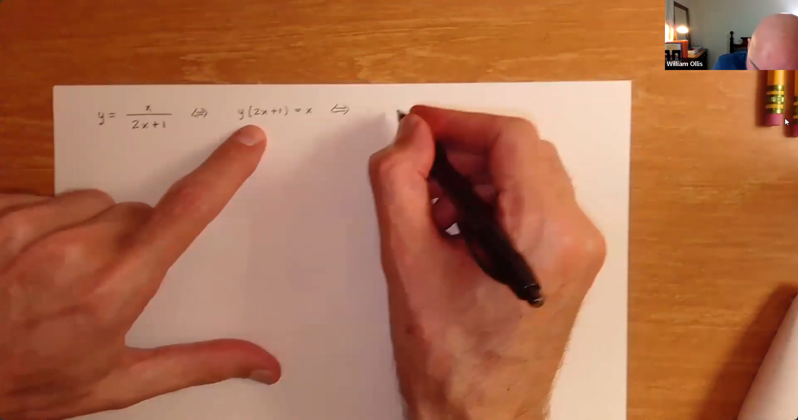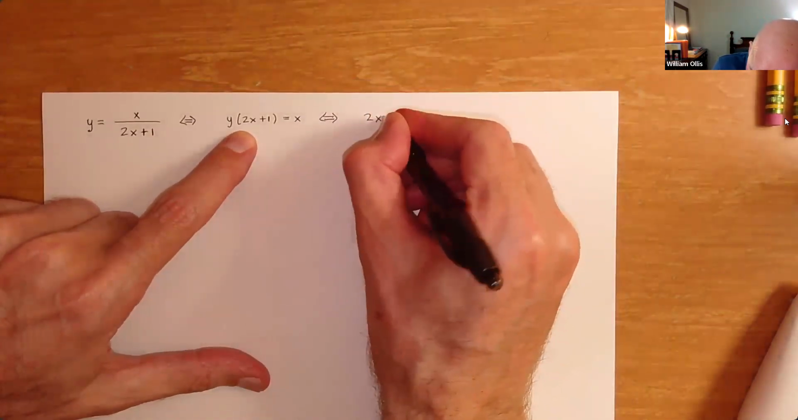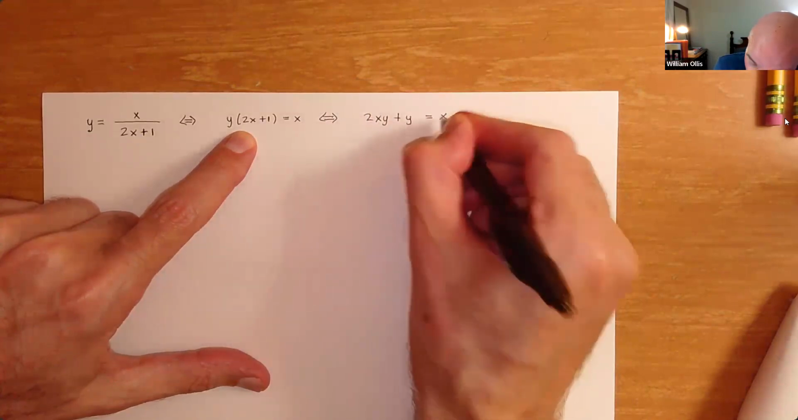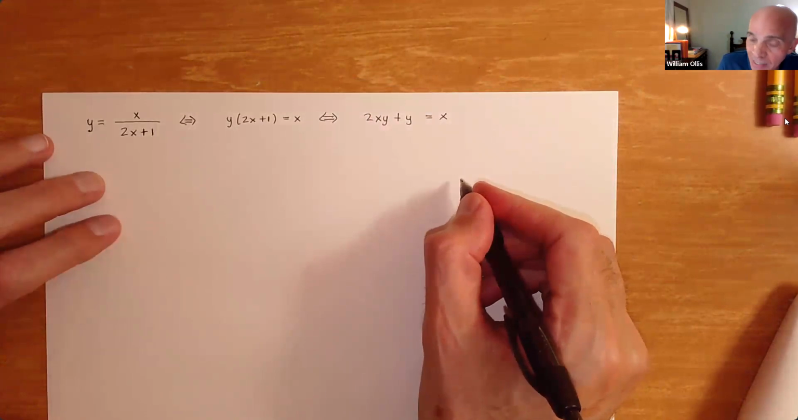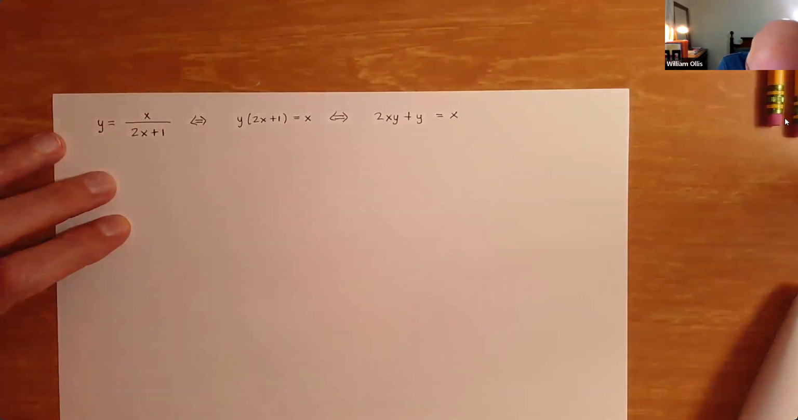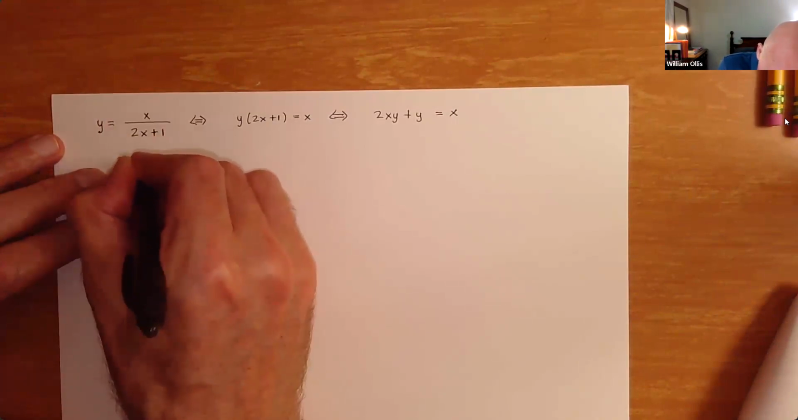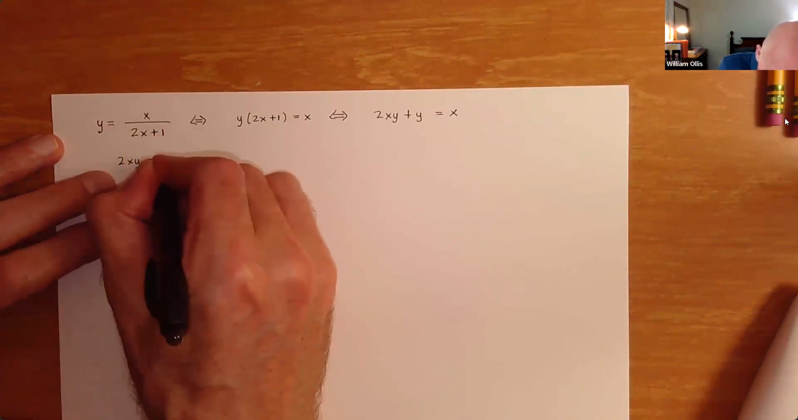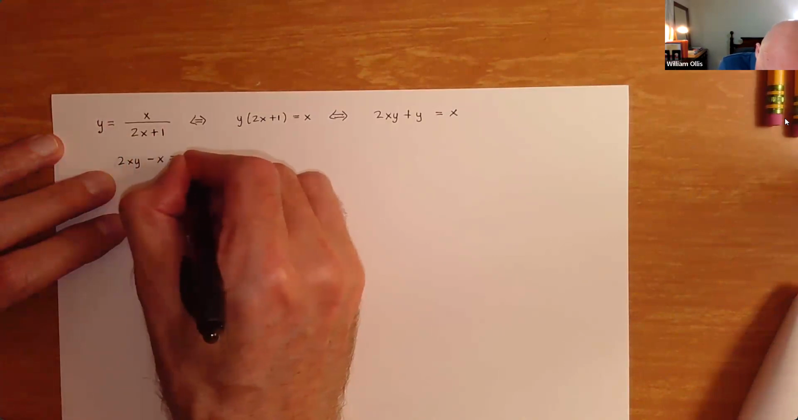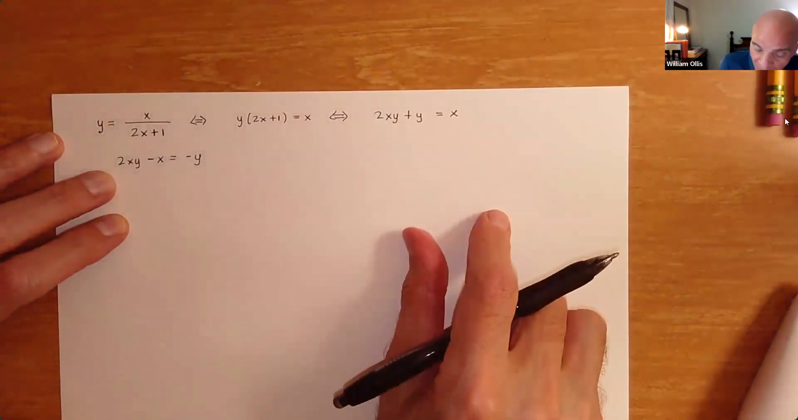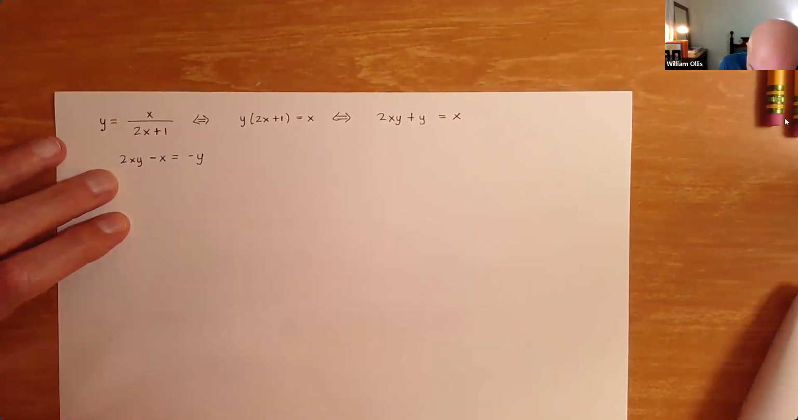So this will give us 2xy plus y equals x. Now, of course, we want to solve for x, so we want to get all the x's on one side and the non-x's on the other. So this will give us 2xy minus x equals negative y. So take the x over and the y over, and that will give us what we need.